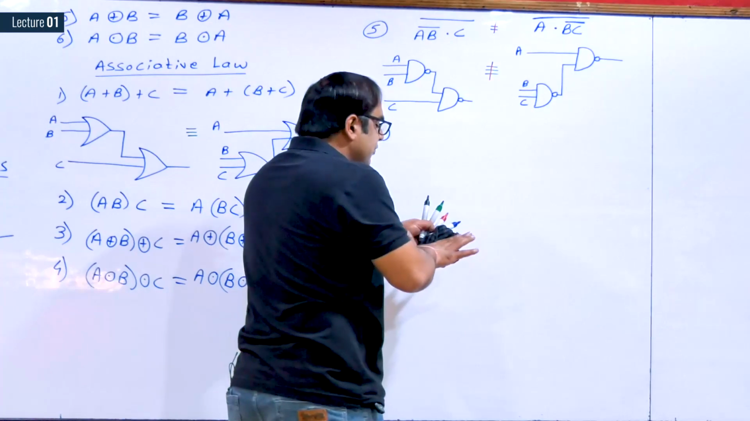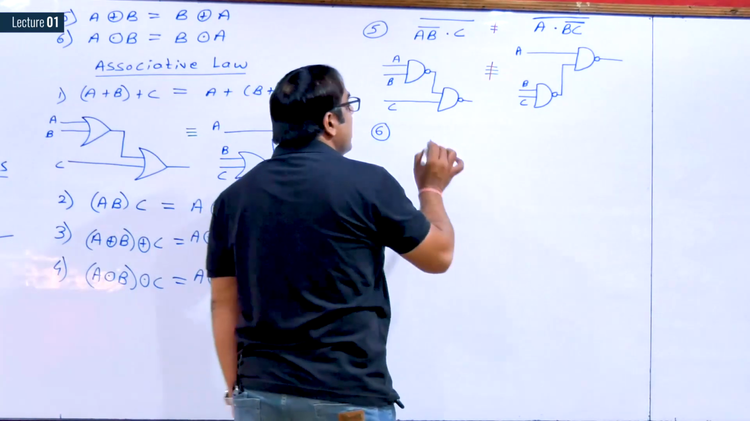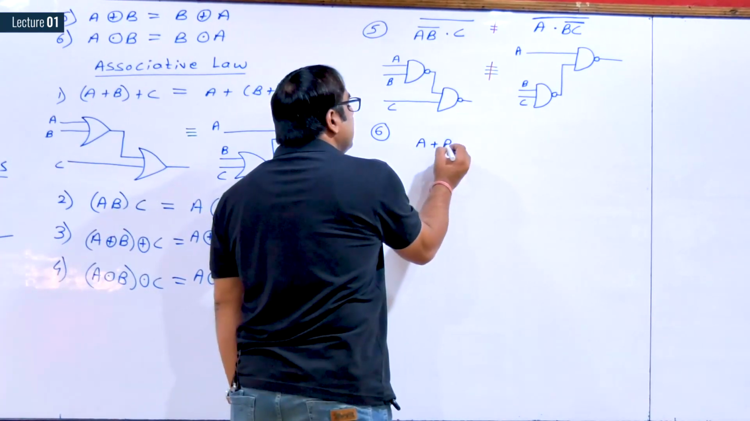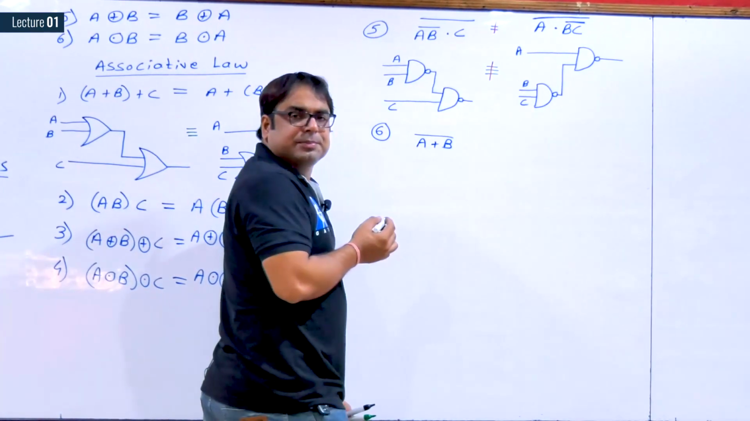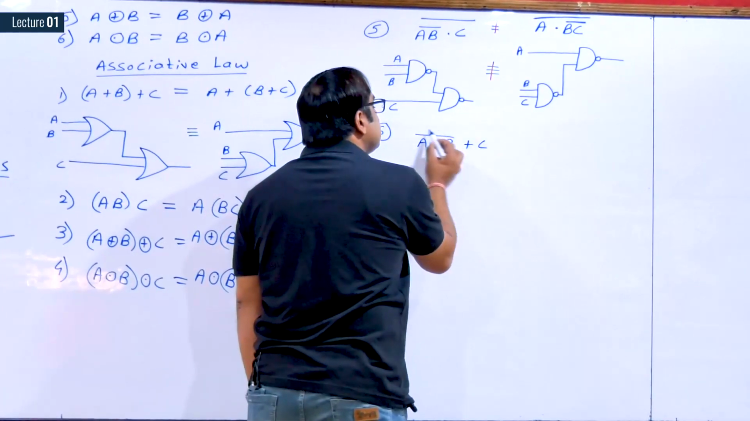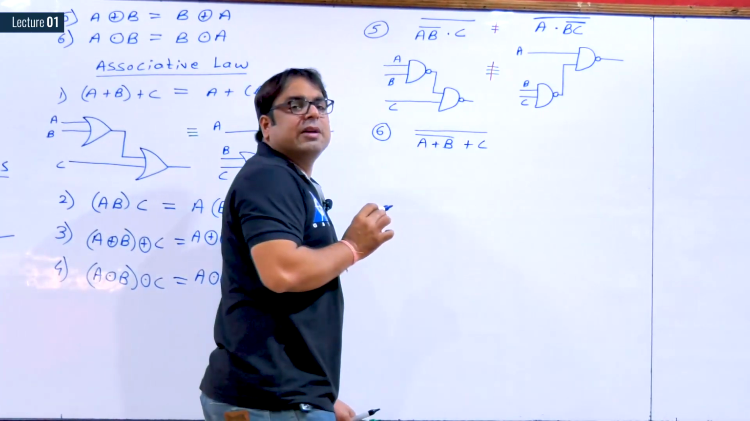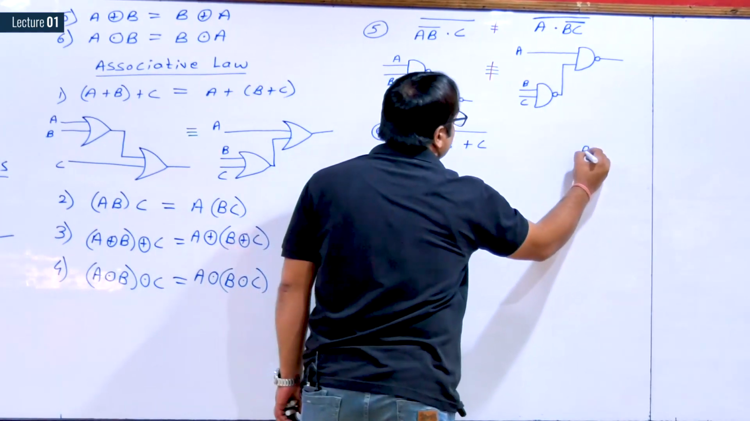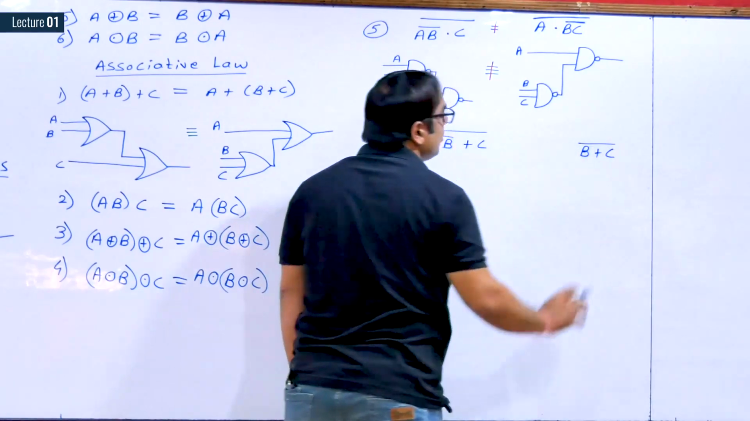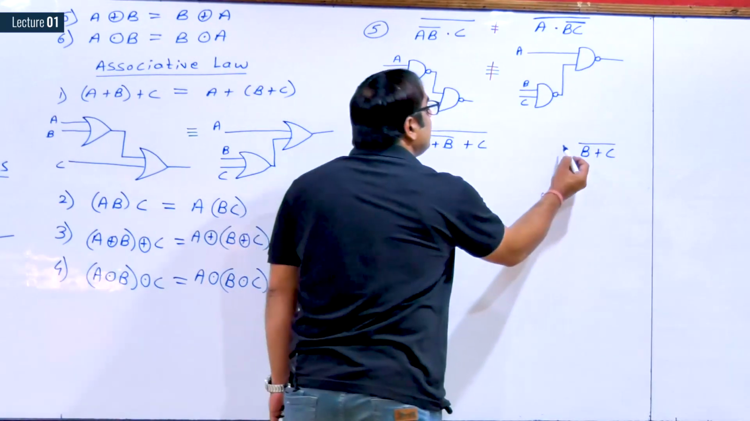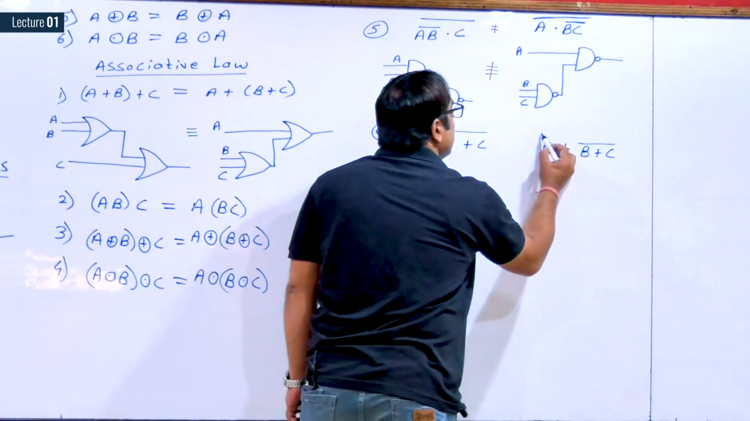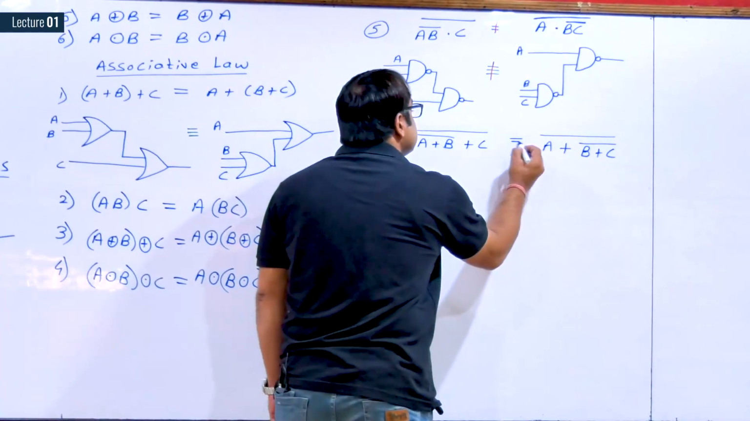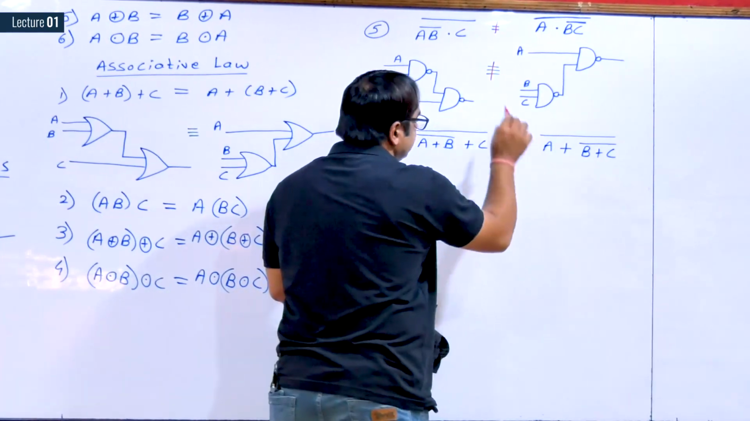Associative law is not valid for universal gates, meaning if I want to check for NOR gate, first solve A and B, this is the output of A and B, and then solve it with C. This should be equal to solving B and C first, and then solving the output of B and C with A, but this is not equal.